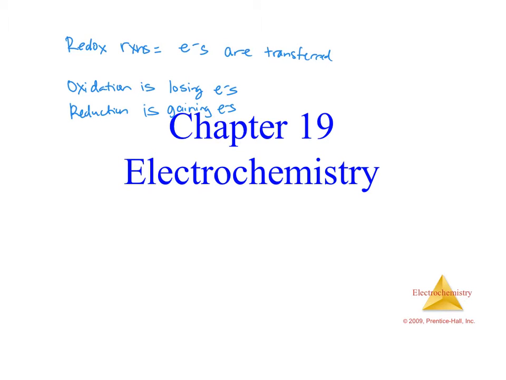A couple ways to remember this. OIL RIG: oxidation is losing, reduction is gaining. LEO the lion goes GER: losing electrons is oxidation, gaining electrons is reduction. If one element is losing electrons, another element is gaining. So you cannot have oxidation without reduction. They always both occur in a given redox reaction.